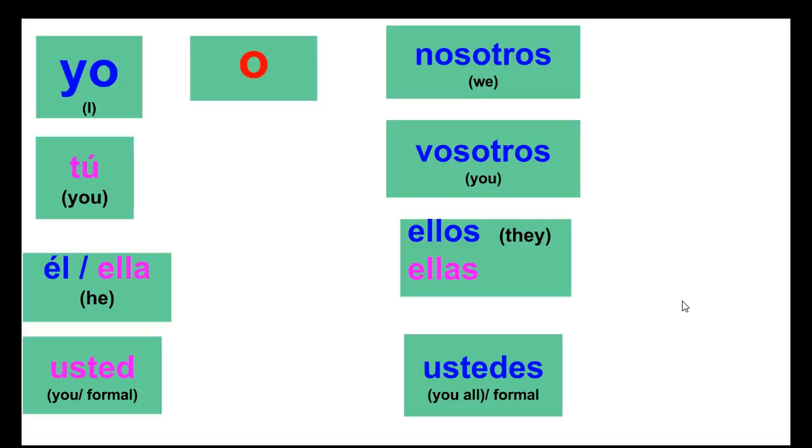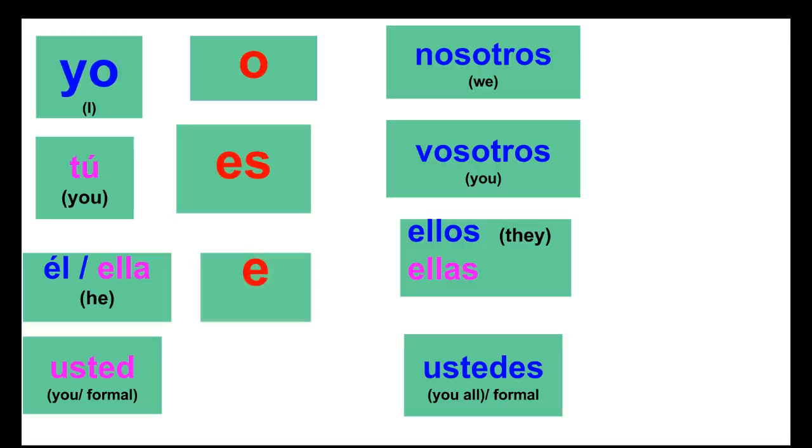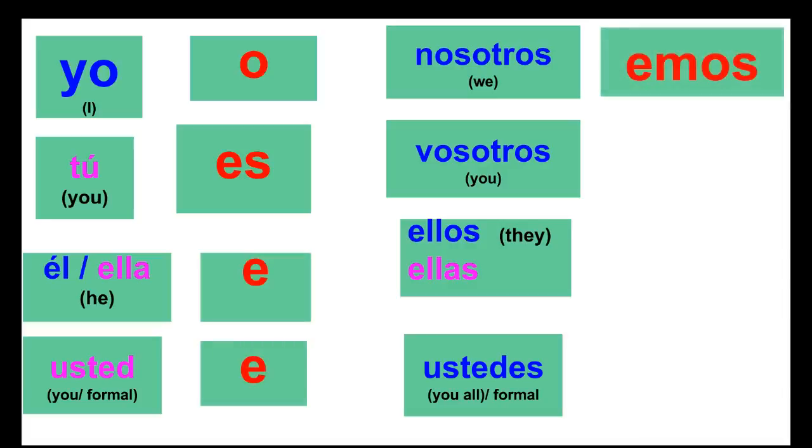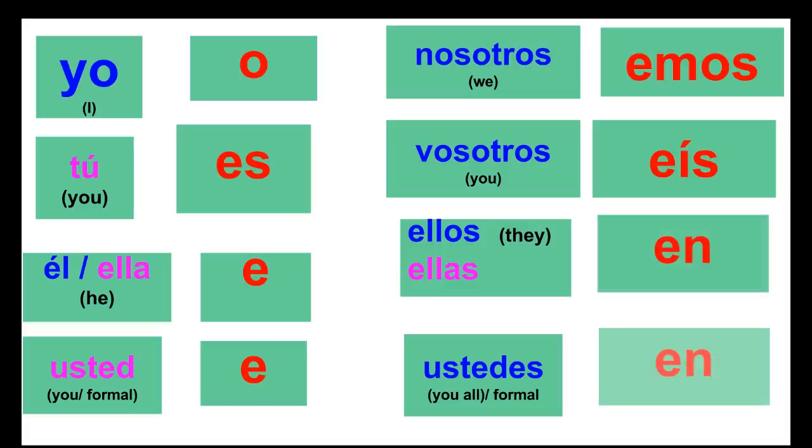Instead of AS, like you do with AR verbs, you have ES. Él, ella, the ending is E. Usted is E. Nosotros is EMOS. Vosotros is ÉIS. Ellos, ellas is N. And ustedes is N. So the same formula applies: if we're going to conjugate the verb comer, you drop off the ER, and then whatever subject pronoun you have, you throw on the ending to make sure that it agrees with it.